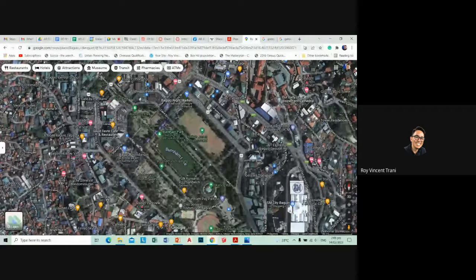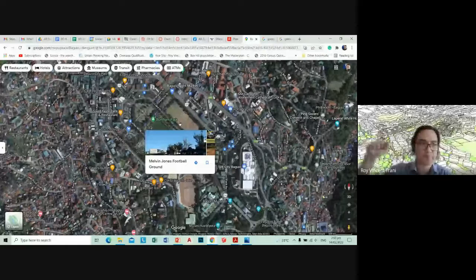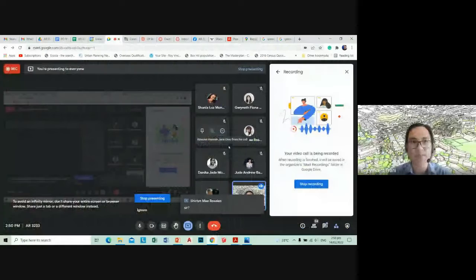falls under like basically the idea to put the park, someone in the government or in an urban planning process. Like, yeah, question. Yeah, question. Yes.